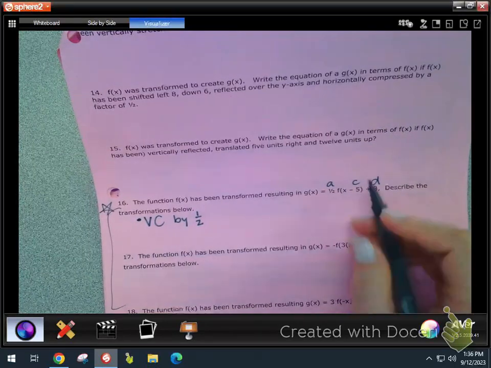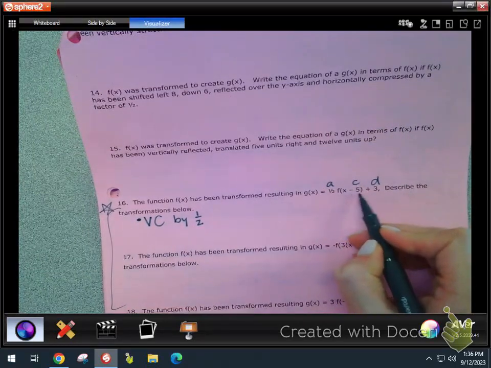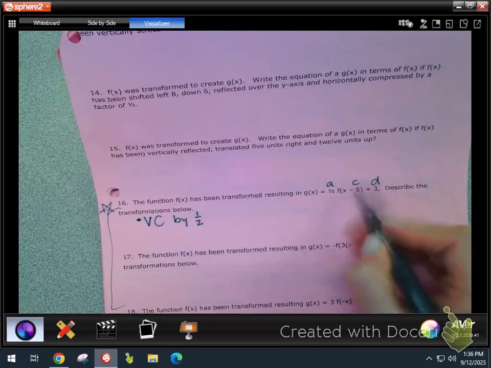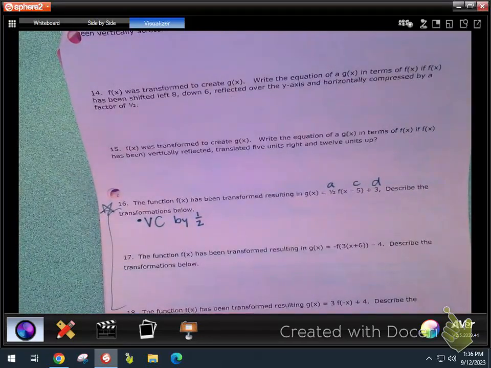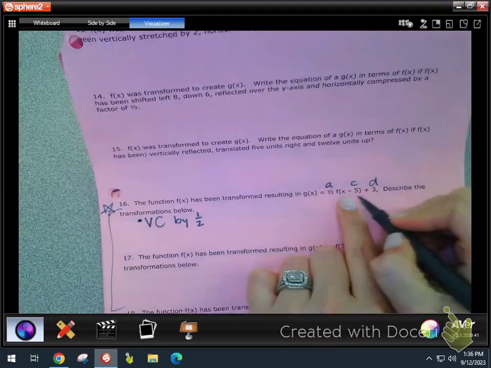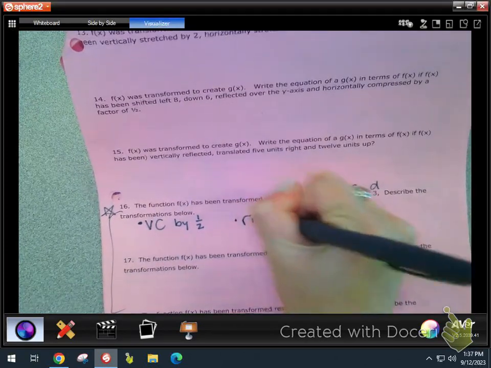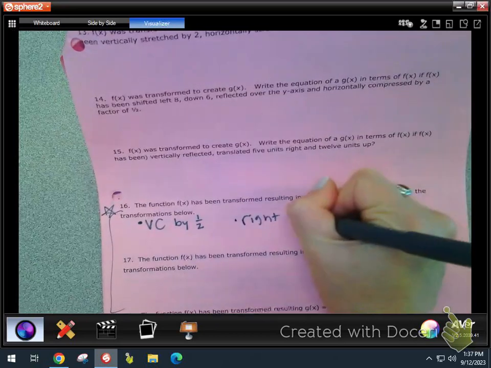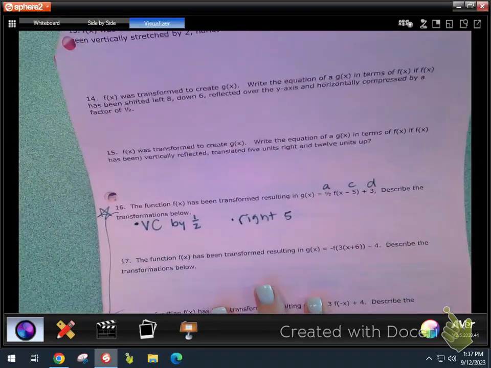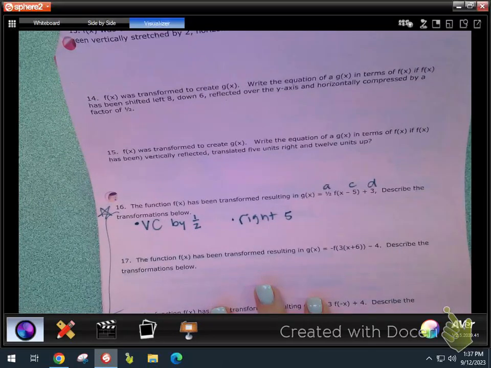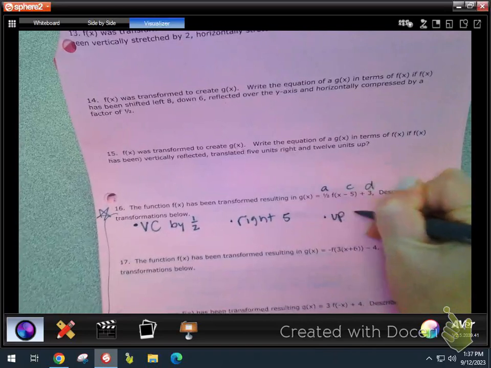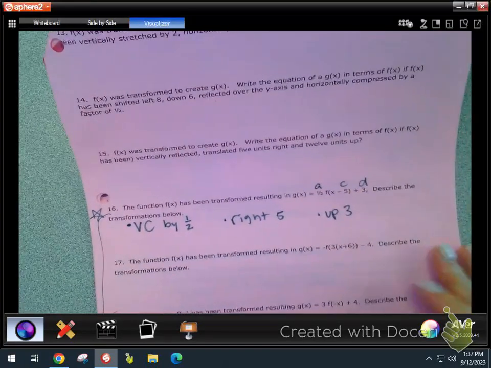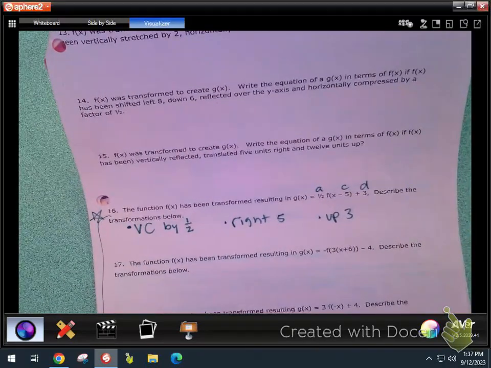Okay? All right. C value of -5. This is inside. The pluses and minuses are your slides. Inside's opposite. So we're not going in the negative direction. We're really going in the... So we're going right. How many? 5. D value +3. What does that do? Up 3. So this is all this question is asking you to do.